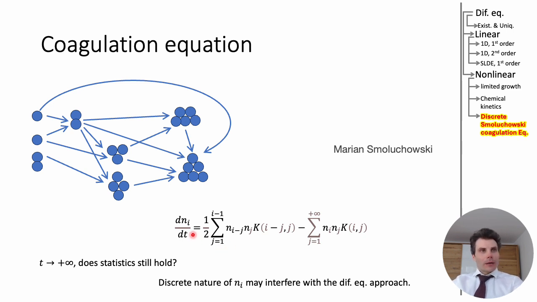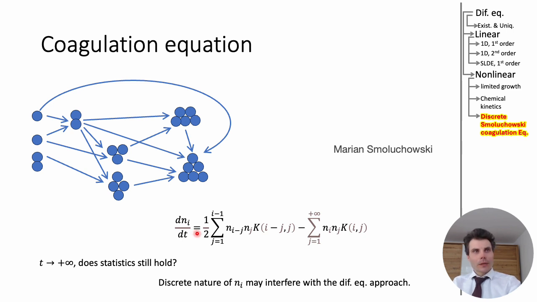What does it say? Well, it operates the values n sub I, which is the number of the clusters of the size I. Here the I is just the index, by the way. It's not the imaginary unit. There are no complex numbers here. Everything is real. So n sub I is just the number of clusters of the size I. And that's a function of t. And the kinetics of n sub I is the following.